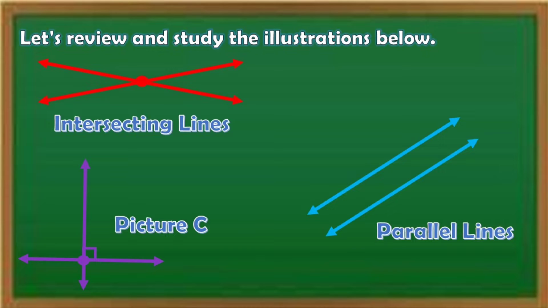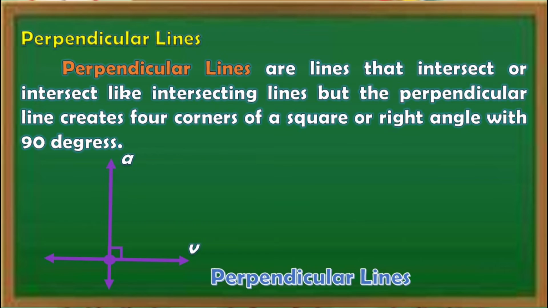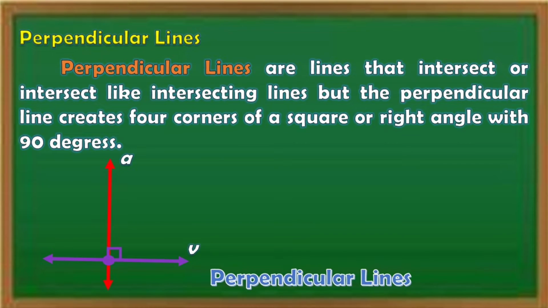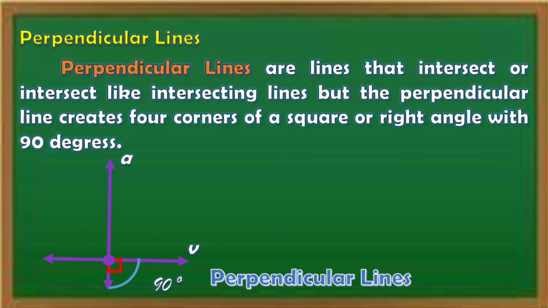Moving forward, let's examine and study what is in picture C. Picture C shows perpendicular lines. Perpendicular lines are lines that meet or intersect like intersecting lines, but the perpendicular line creates four corners of a square or right angle with 90 degrees, as we have in the example. Line A intersects with line B. It creates the corner of the square or right angle. We have 1, 2, 3, and 4 right angles with 90 degrees.